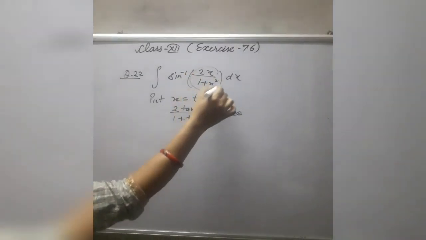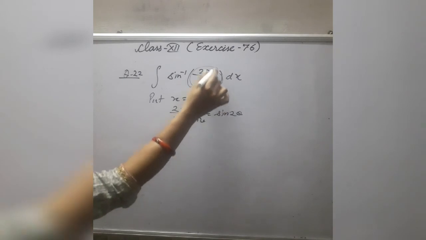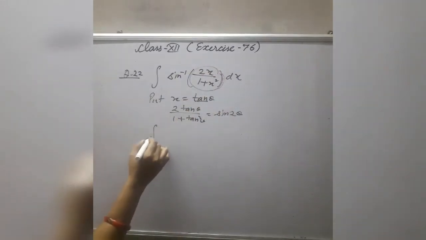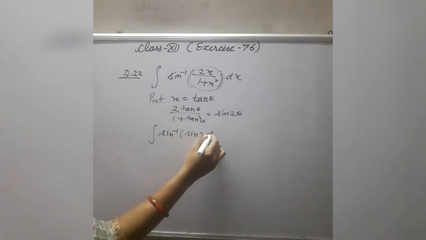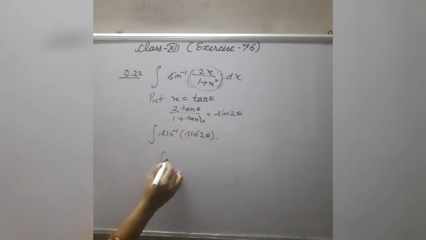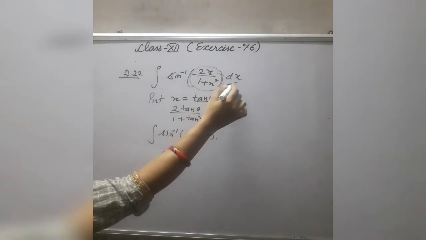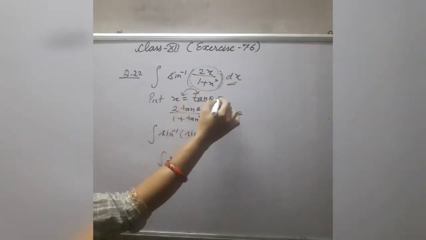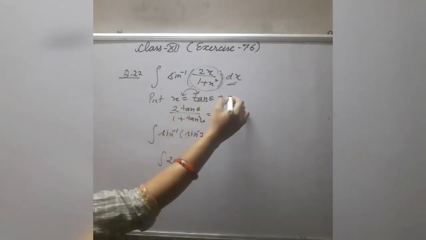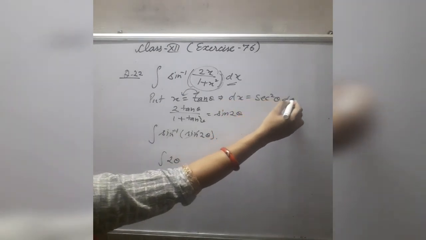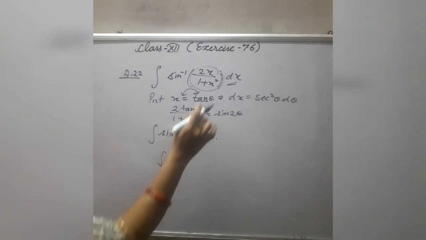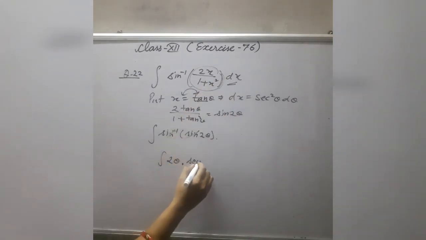So here if you put tangent theta in place of x, then it becomes the formula of sin 2 theta, and sin inverse is cancelled with sin 2 theta. So here it becomes 2 theta. Now what is dx? Differentiate both sides. After differentiating you will get dx equal to secant square theta into d theta. So in place of dx write down secant square theta into d theta.